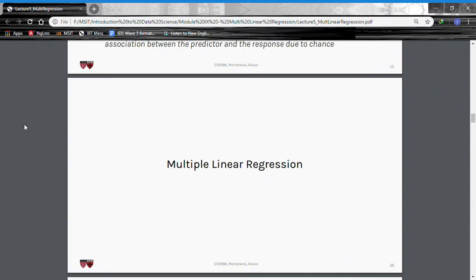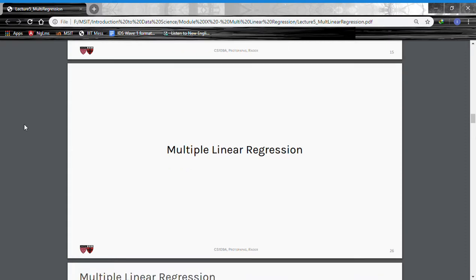The topic is about multiple linear regression. Multiple linear regression attempts to model the relationship between two or more explanatory variables and a response variable by fitting a linear equation to observed data. We have linear regression and multiple regression.